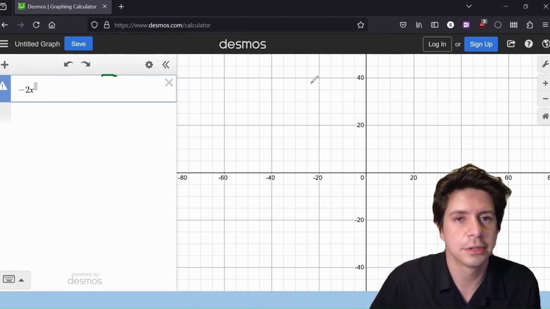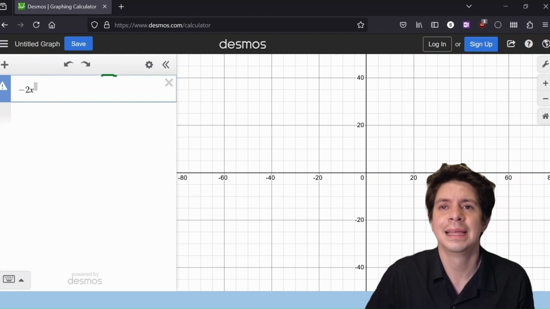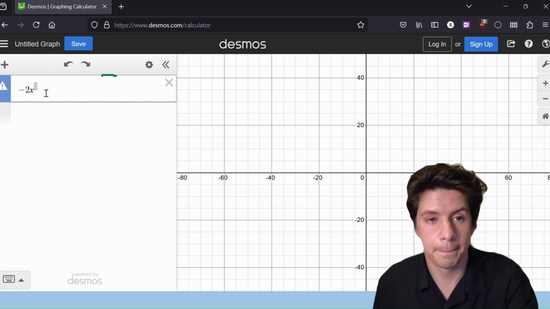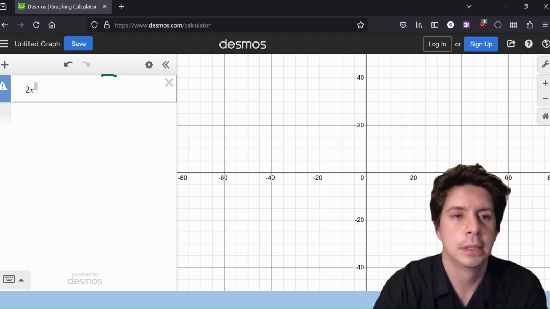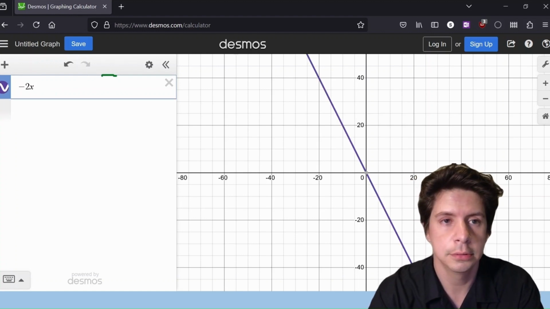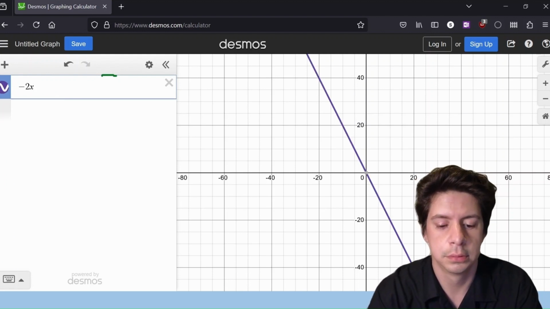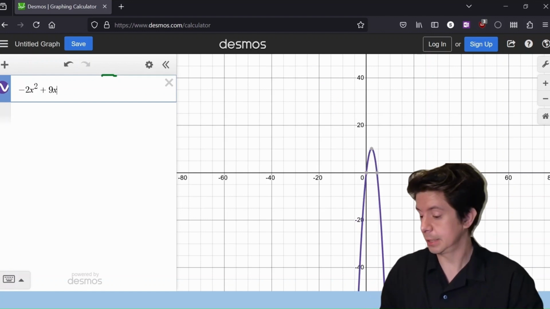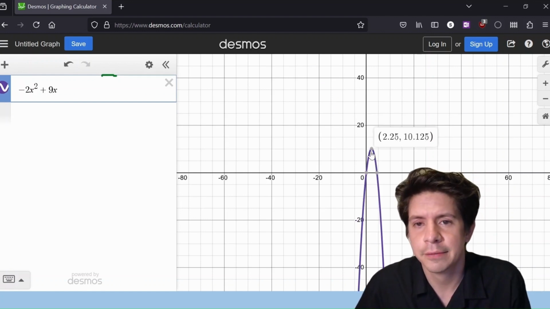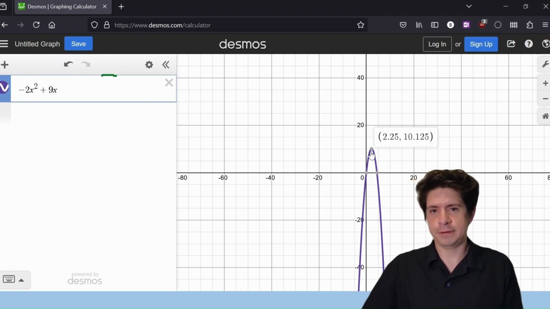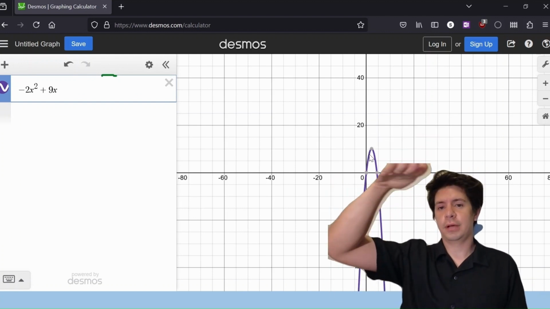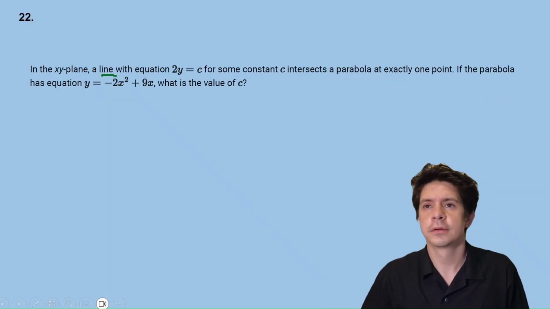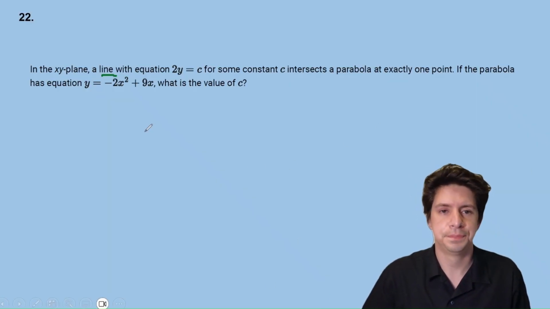Negative, oh, I already started. Lovely. Okay, so we're going to do negative 2x squared plus 9x. Okay, there we have it. The vertex value is 10.125. That's the y value. And remember, we're looking for the y value. So y equals 10.125. Great, so we're going to put that in here.